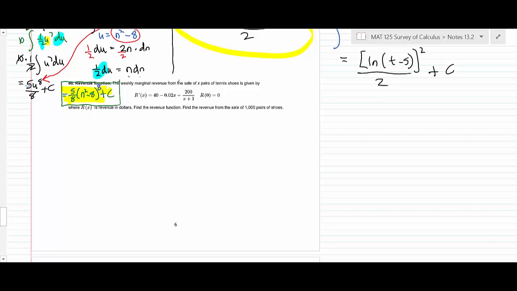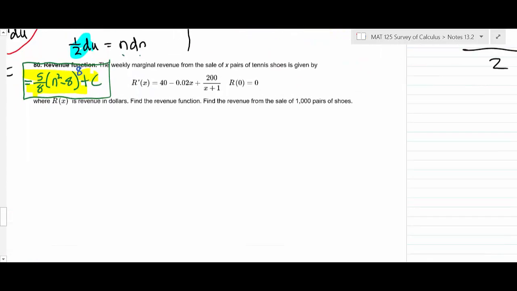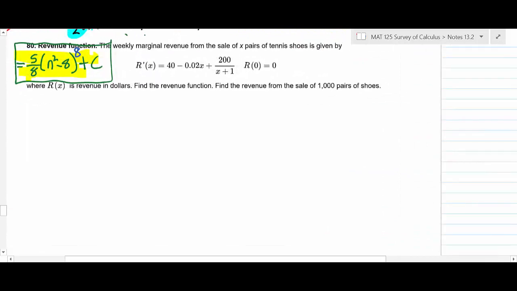Okay, so what this is, see, I've given you on this example a marginal revenue. Remember, a marginal revenue is the derivative of the revenue. So let's go ahead and start by just writing that down. We have r prime of x is 40 minus 0.02x plus 200 over x plus 1. Okay, that's the differential equation we're going to find.